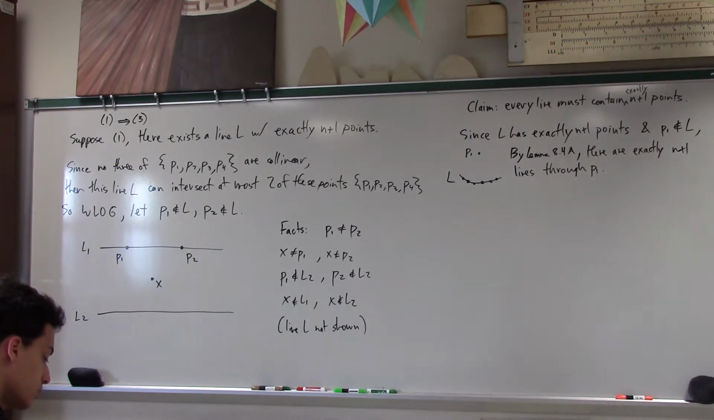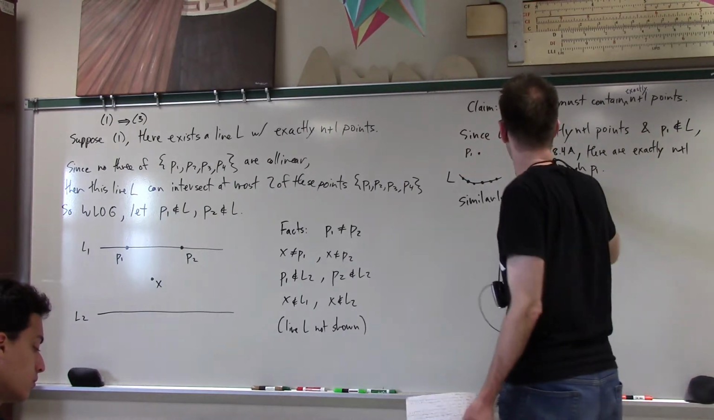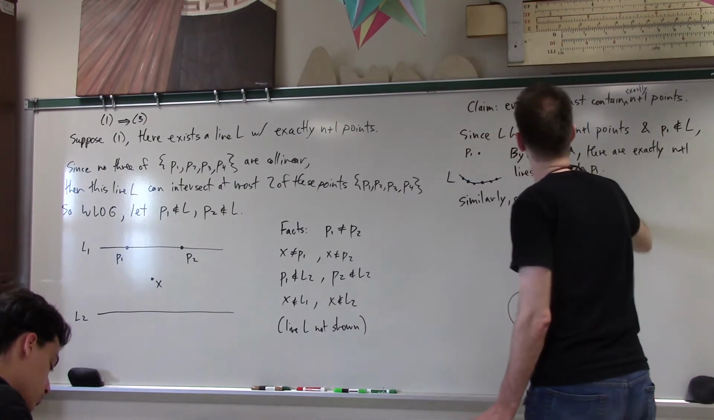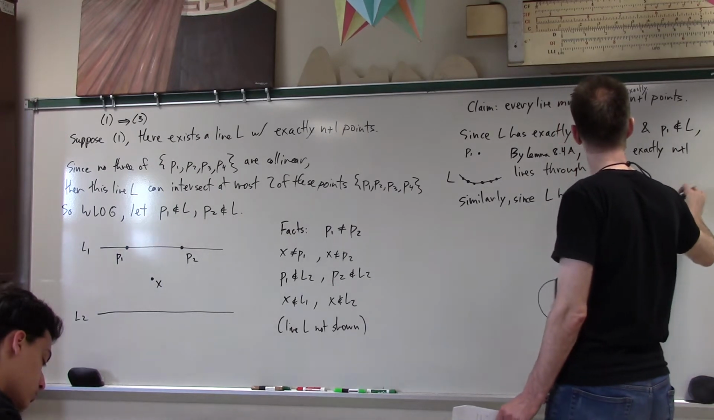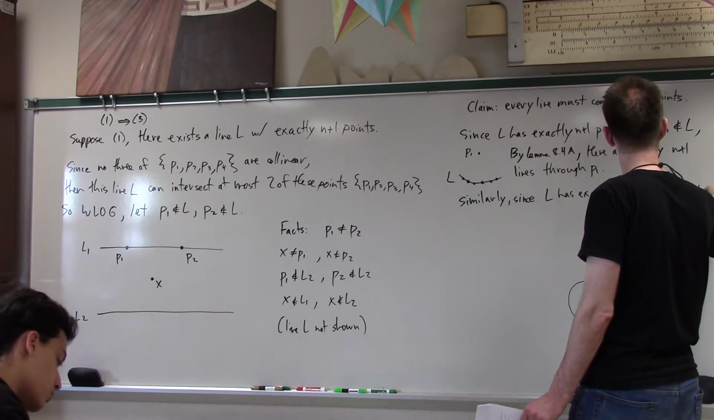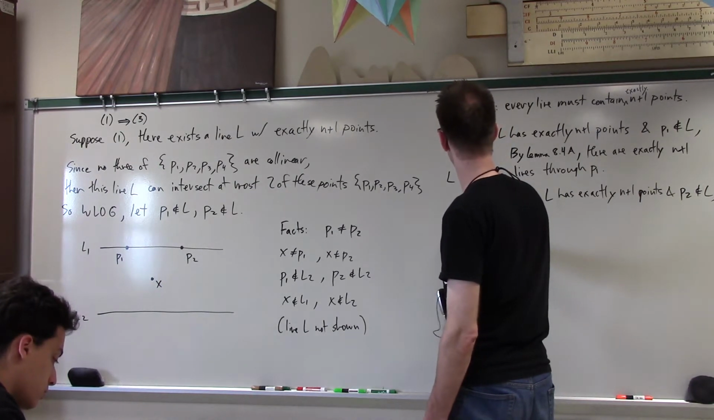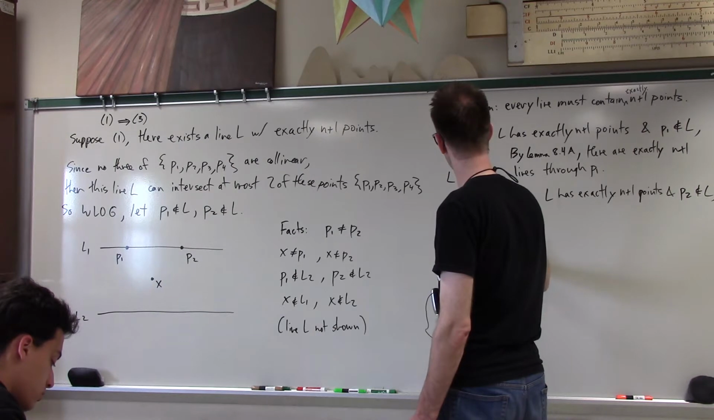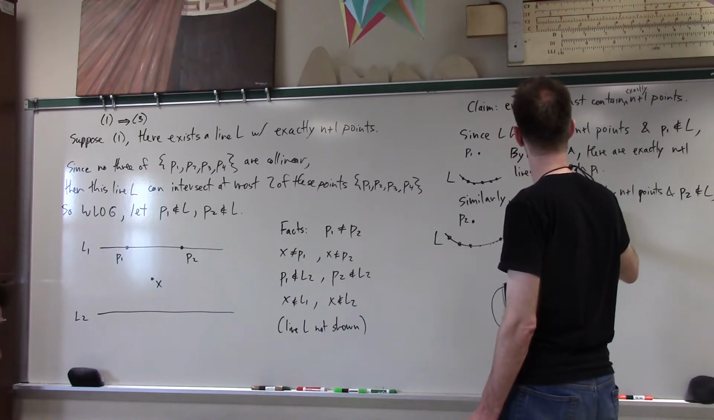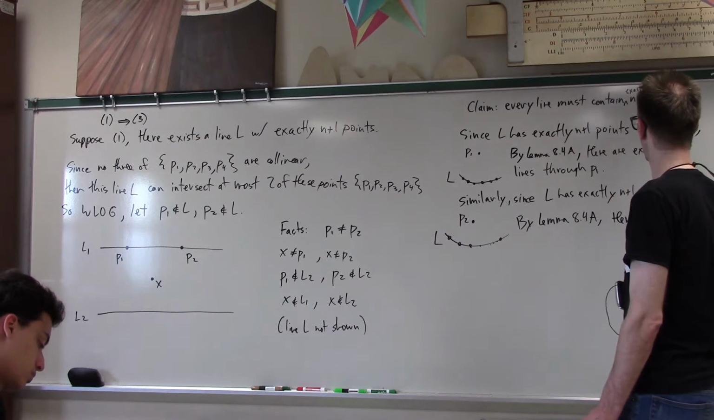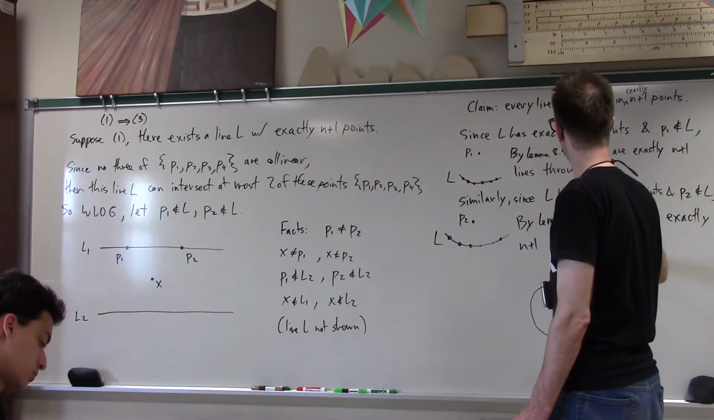Agreed? Similarly, since it's just the exact same statement, since L has exactly n plus 1 points and P2 is not on L, then again there's this kind of picture in which L has n plus 1 points on it and P2 is not on L. Again, by the exact same lemma, by lemma 8.4a, there are exactly n plus 1 lines through P2.